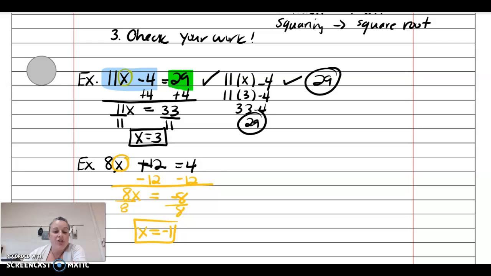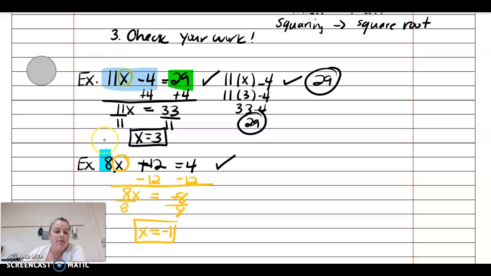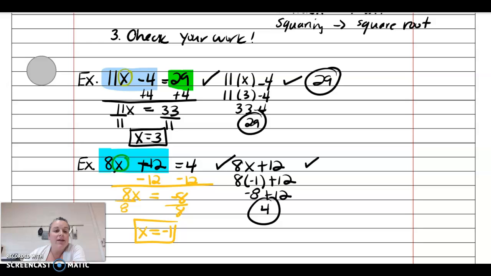And of course, we do want to double check both sides. So I use blue first time. All right, so this side, we want 8x plus 12. So we have 8 times negative 1 plus 12. 8 times negative 1 is negative 8 plus 12. Well, that gives me 4. The right-hand side, which I did in that green color, already 4. So we're done checking that side. That's nice.